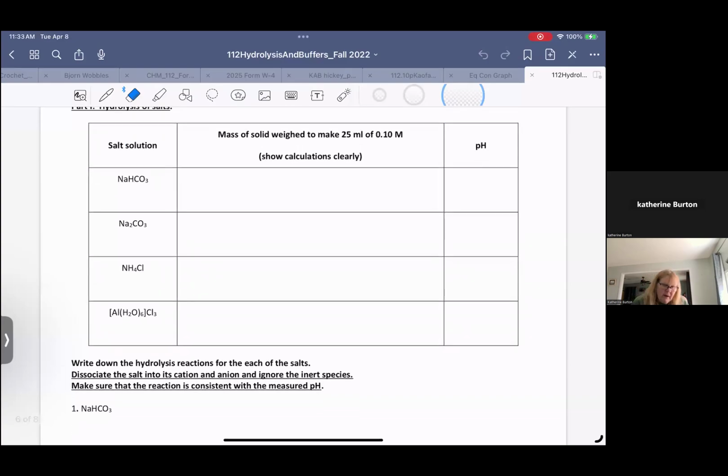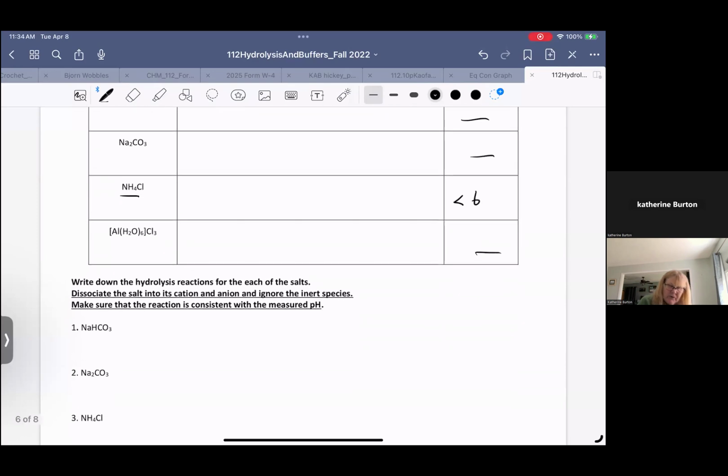Hydrolysis and buffers lab. So we figured out how much of the solid we needed to weigh out to make 25 mL of 0.1 molar, and we measured the pH. We know that, for example, ammonium chloride is going to have a pH probably less than 6, 5-something is fairly standard. I'm going to leave you to use your values that you got here.